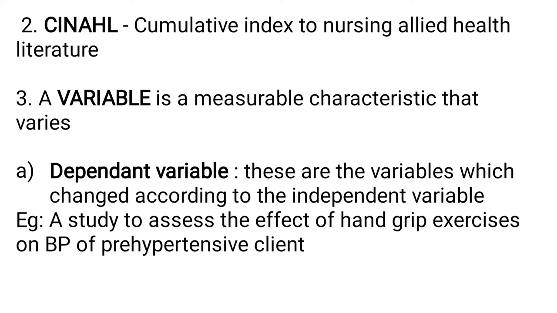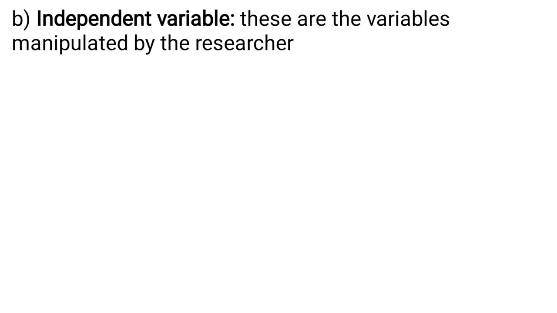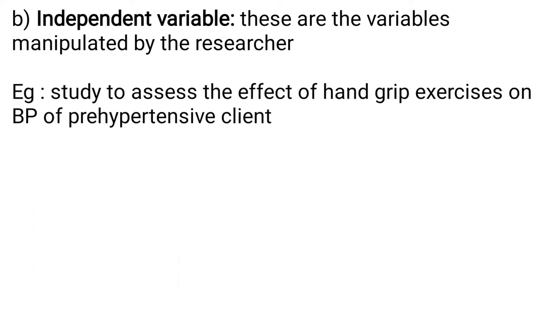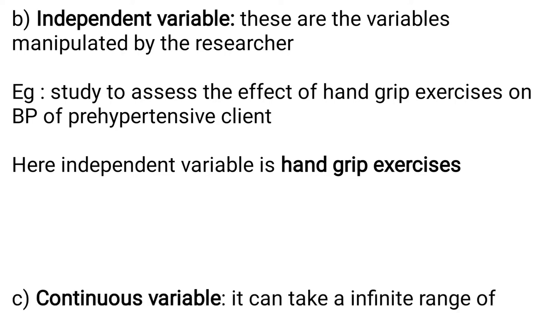For example, a study to assess the effect of hand grip exercises on BP of prehypertensive client. Here, dependent variable is BP of prehypertensive client. Next one, independent variable. These are the variables manipulated by the researcher. Example, study to assess the effect of hand grip exercises on BP of prehypertensive client. Same example, but here the independent variable is hand grip exercises.